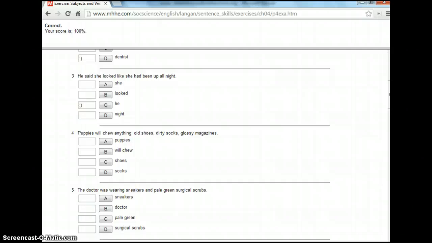Puppies will chew anything. Old shoes, dirty socks, glossy magazines. Who or what is the sentence about? It's about puppies. Will chew is your verb. Anything is your object. The doctor was wearing sneakers and pale green surgical scrubs. Who was wearing? The doctor was wearing. So that's your subject. Was wearing is your verb. Sneakers is your object.